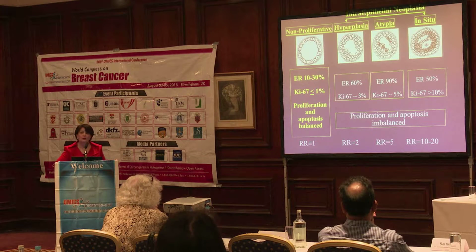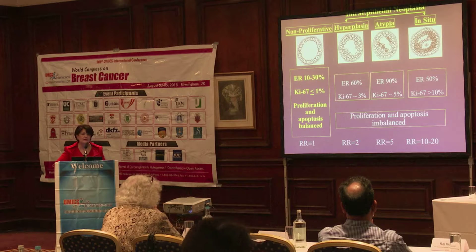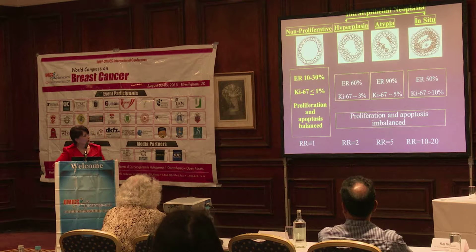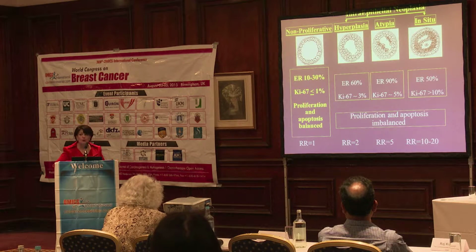Looking at the same concept in a different version, we understand that normal ductal epithelial cells are lined by one layer of epithelial cells and surrounded by myoepithelial cells as supportive cells for the ductal element. It undergoes hyperplasia, atypia, and then ultimately carcinoma in situ.